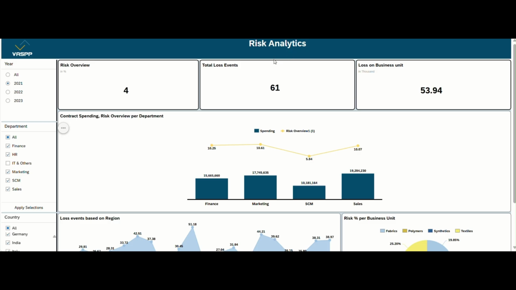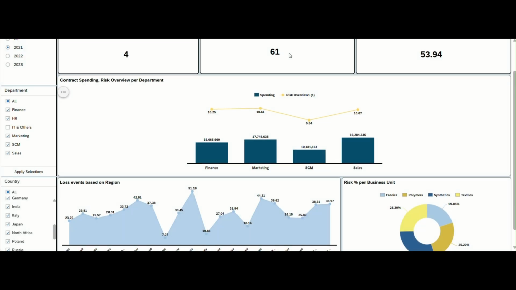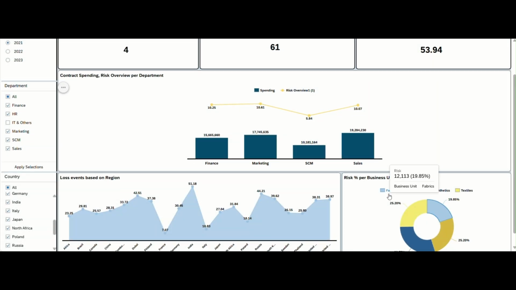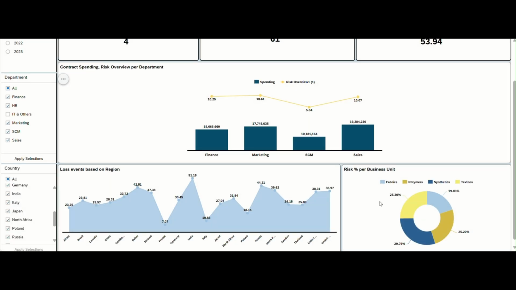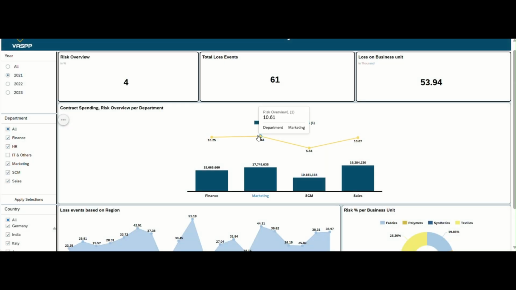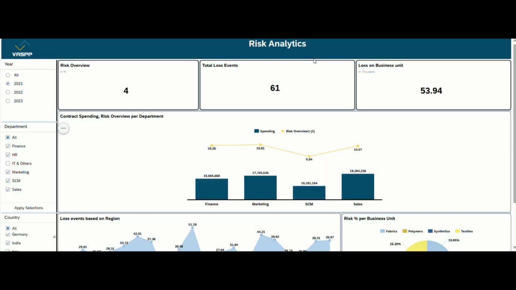Next, resource optimization. By knowing exactly which departments, regions, or business units carry the highest risk, you're empowered to allocate resources smarter. Instead of spreading risk efforts thin, you can focus your time, budget, and controls where they'll have the most impact. Then there's strategic decision support.